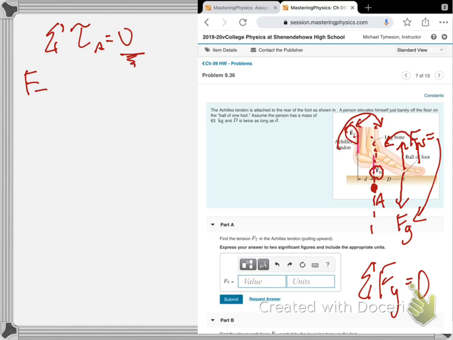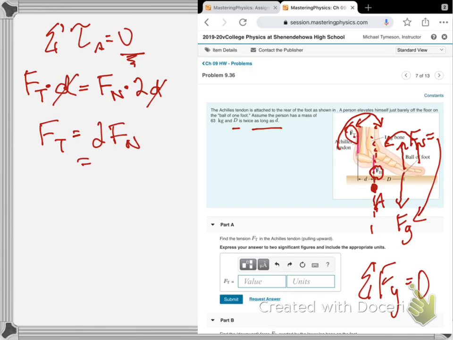So Ft times the distance to where we're measuring the torques about, which is this A here, is little d. That's going to be balanced by Fn times the distance to point A, which is capital D, but it says in the problem D is twice as long as little d, so this would be 2d. The d's cancel out, and basically your force in your Achilles tendon is twice your normal force, which is twice your weight, because we said those two are equal based on sum of the forces in the Y being 0.